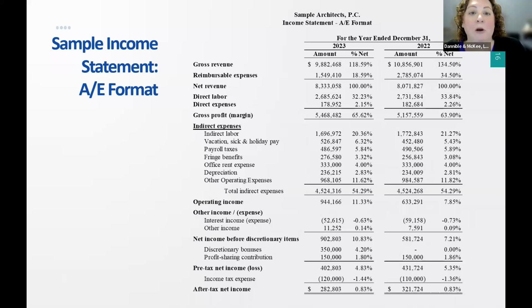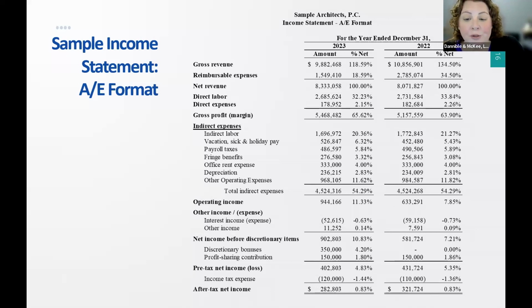So remember how we talked about gross revenue and net revenue? You see how that's broken out? You've got your gross revenue on top, your reimbursable expenses subtracted out, coming to your net revenue, because that's your important number. Then I've got that direct labor number, my direct expenses, coming down to that gross profit margin, my contribution margin. Okay. Then below that, we've got indirect expenses, your indirect labor, vacation, fringe, etc. Coming down to a number that's net income before discretionary.